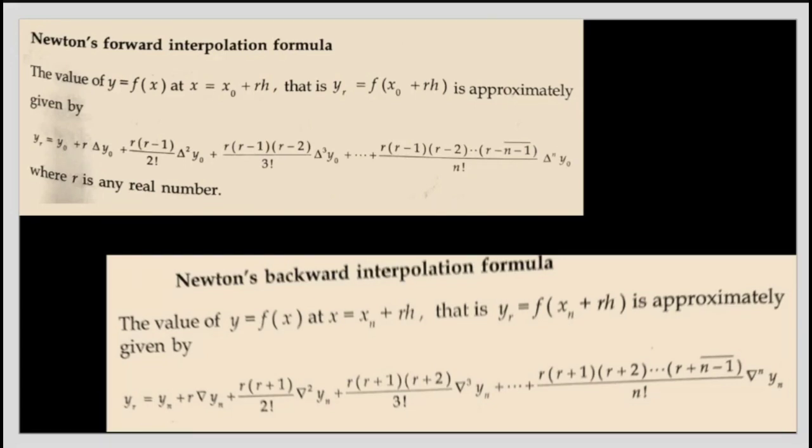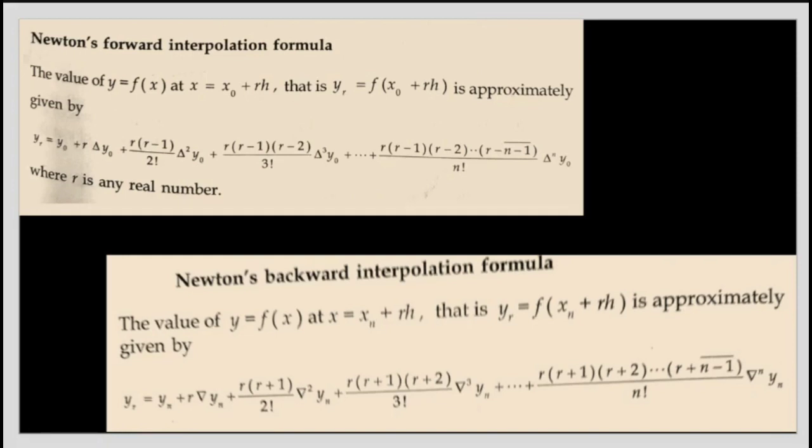That means while drawing the table, you'll come to know what y0, y1, y3 are like that. Then the second order difference, next third order difference and fourth order difference, and you have to remember only the coefficients. So yr equal to, you have to start from y0. This is forward interpolation. So y0 plus r into delta y0, plus r into r minus 1 divided by 2 factorial del square y0, and it will continue like that. So let us see how to find the solution.